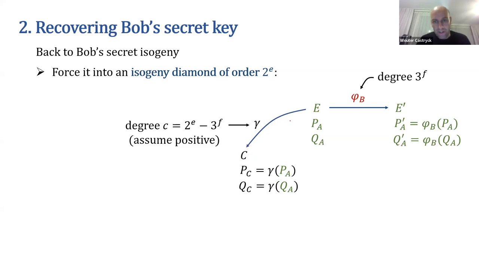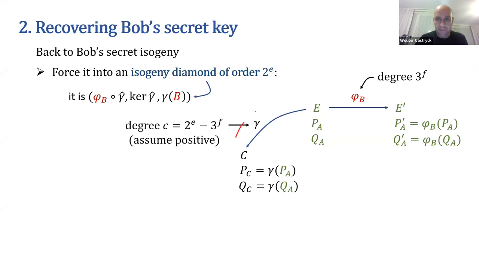Assume we can find such an isogeny gamma to some curve C. We can also compute the images of PA and QA under that auxiliary isogeny gamma. Let's call these image points PC and QC. So why do we take this degree C? Well, that's to force ourselves into this isogeny diamond configuration of order 2^e.